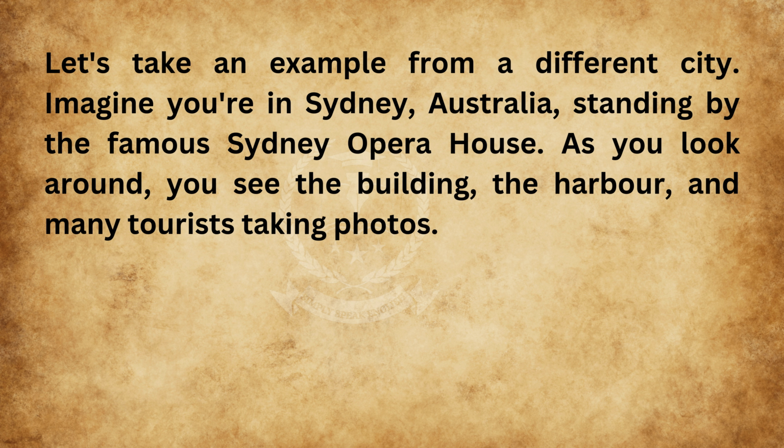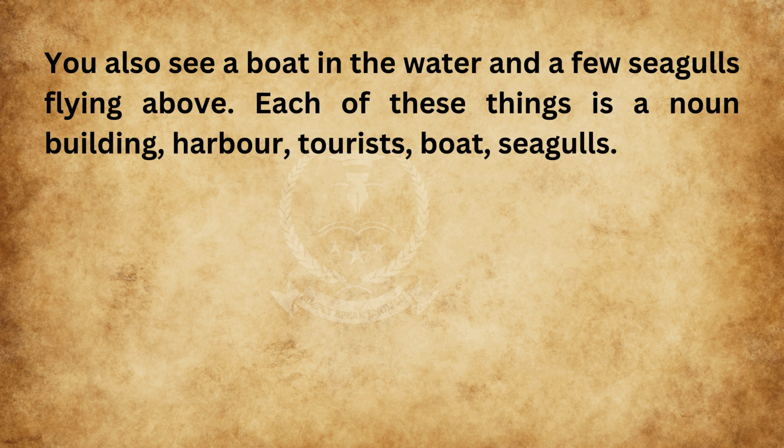Let's take an example from a different city. Imagine you're in Sydney, Australia, standing by the famous Sydney Opera House. As you look around, you see the building, the harbour, and many tourists taking photos. You also see a boat in the water and a few seagulls flying above. Each of these things is a noun: building, harbour, tourists, boat, seagulls.